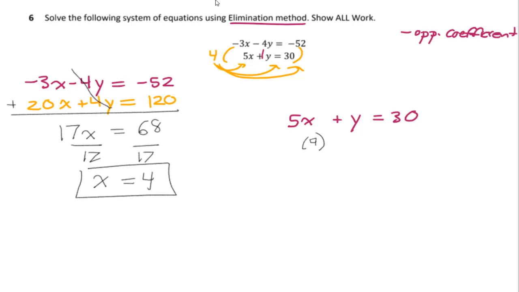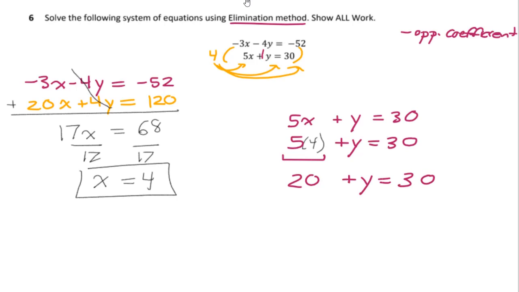Ugh, my 4s never come out just right. There we go. Alright, so 5 times 4 plus y equals 30. 5 times 4 is 20. Rewrite everything else. Got a minus 20 on both sides. And I get y equals 10, and that's my answer.